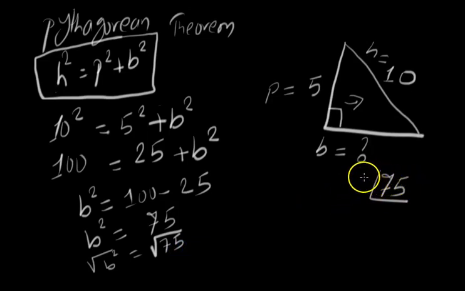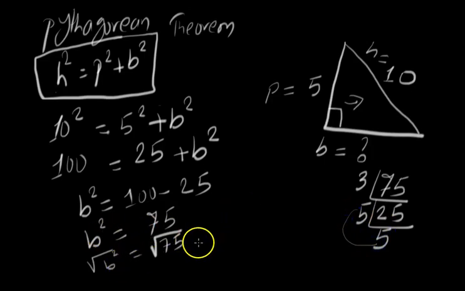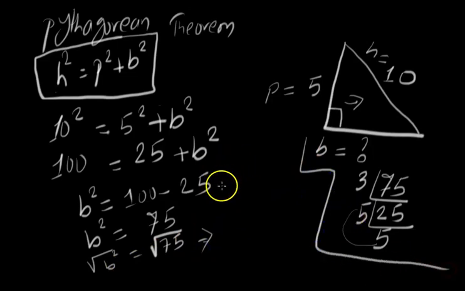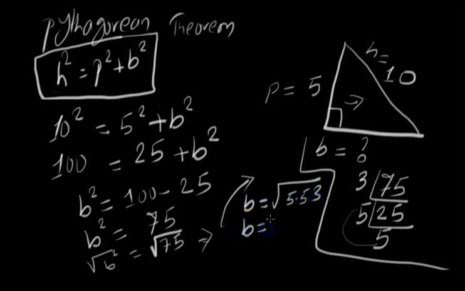75 is divisible by 3. 3 times 5 is 15, which is again divisible by 5. 5 times 5 is 25, so we have two 5s here. So b equals root under 5 into 5 into 3, which is 5 root 3. So this will be our answer, 5 root 3.